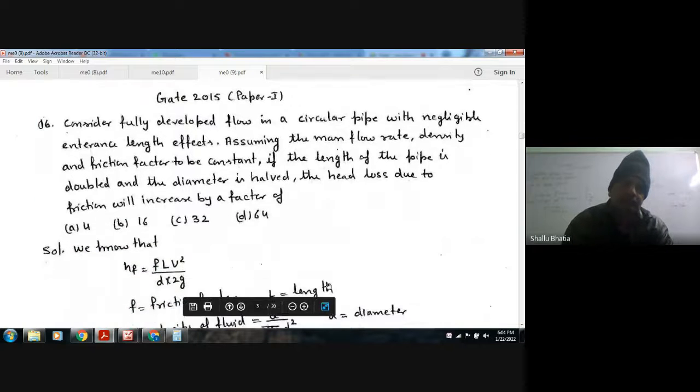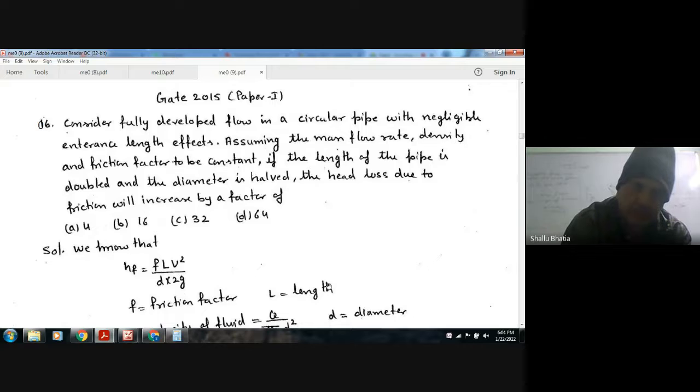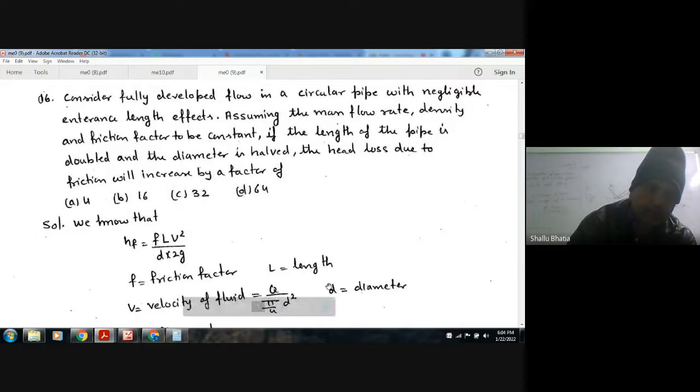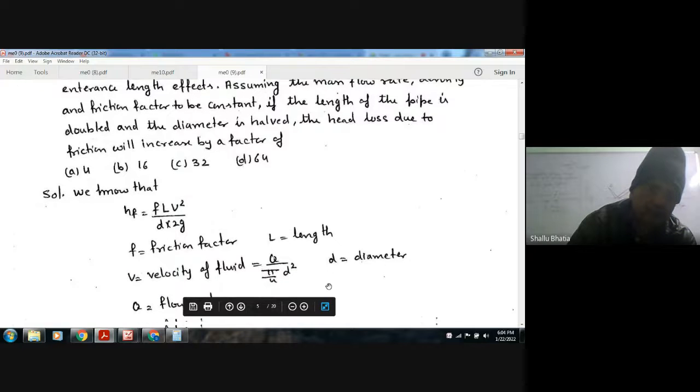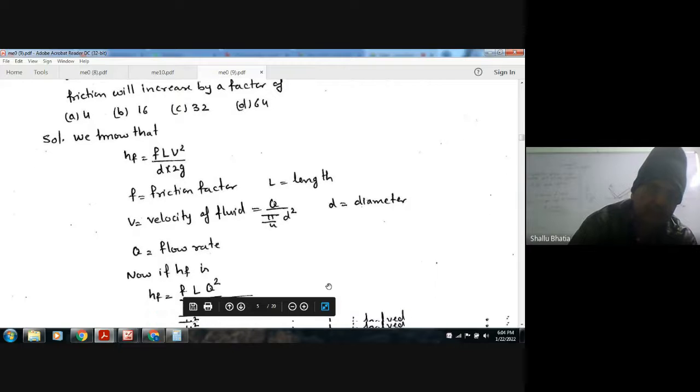Consider fully developed flow in a circular pipe with negligible entrance length effects, assuming the mass flow rate, density, and friction factor to be constant. If the length of the pipe is doubled and the diameter is halved, the head loss due to friction will increase by a factor of: option A 4, option B 16, option C 32, and option D 64.